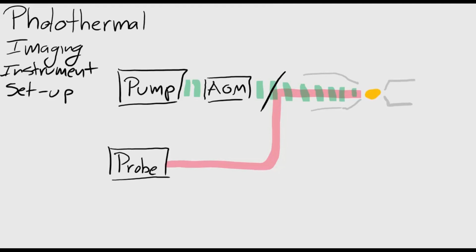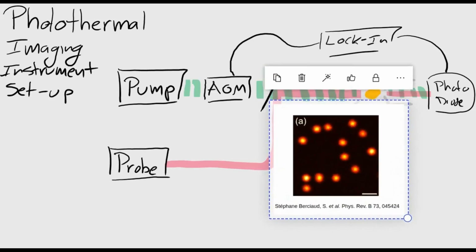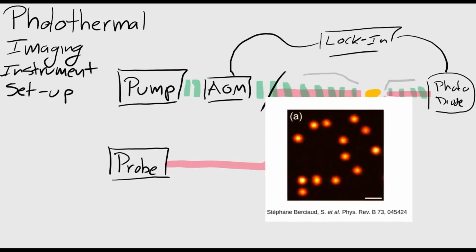The scattered field of the probe beam is then detected by a second microscope objective and collected on a photodiode through its beat note with either the reflected or transmitted probe field. The signal is then directed to a lock-in amplifier to recover the photothermal heterodyne signal, resulting in an image that looks like this, where each point or dot represents a single nanostructure and its corresponding temperature and refractive index profile. And there we have the basics of photothermal heterodyne imaging.